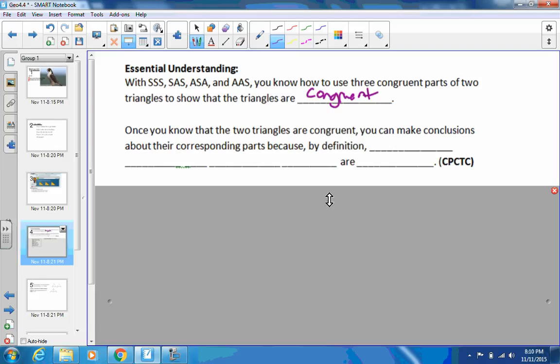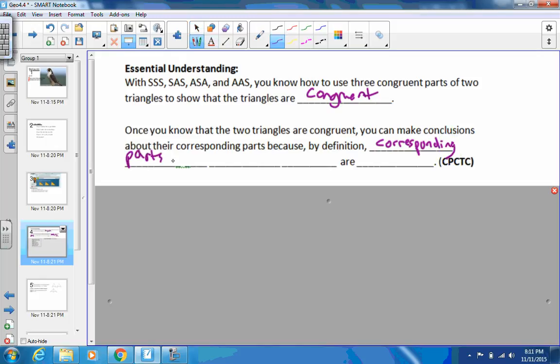So this is right here. It says, by definition, corresponding parts... Whoa, that was interesting. Not sure how my writing moved all the way over there. Crazy technology.